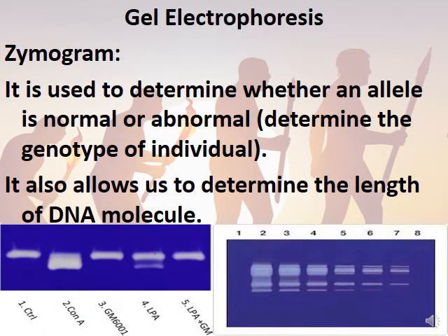Gel electrophoresis is about the zymogram. It's used to determine whether an allele is normal or abnormal. How? By determining the genotype of the individual. It also allows us to detect the length of the DNA molecule. For example, this is called a band, and this is called a band, also this is called a band, and this is called a band. But this one is called a thick band.